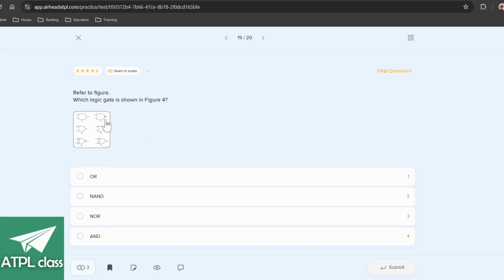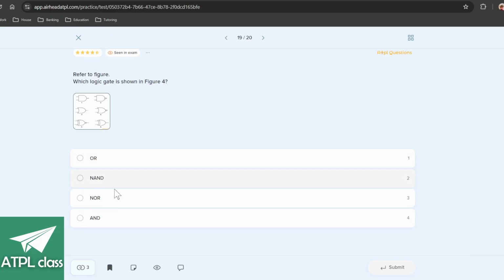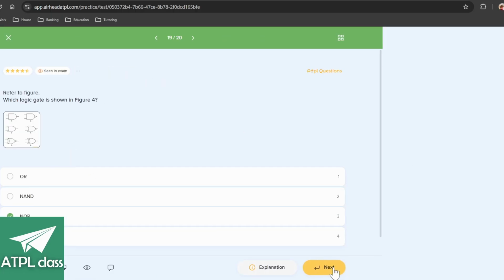If there's a circle, it means not. If it's got a line, it means exclusive, from my memory. So which logic gate is shown in figure 4? Figure 4 is an OR gate and it's got a circle, so that's a NOR gate. So this nor that can go through. Yeah, there we go, perfect.